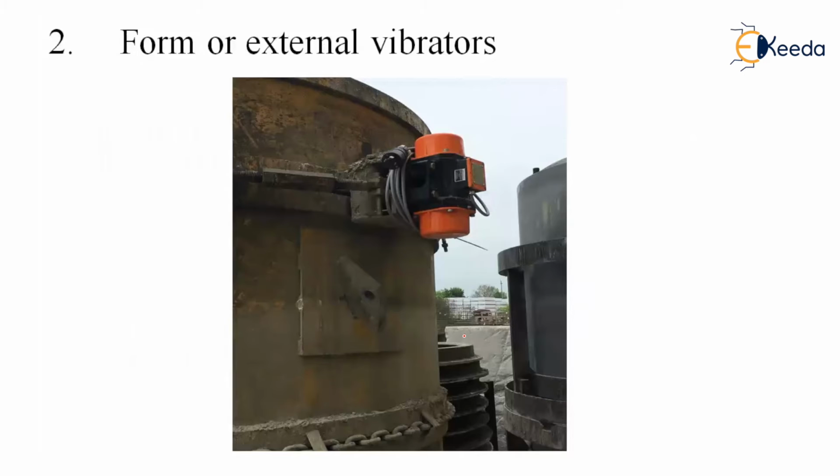The second is form or external vibrator. This is the vibrator. It is placed on the formwork. This is the formwork. It may be of wooden type or plywood, or like this, a metallic one. This vibrator gives vibration inside like this, inside vibration and on the surface here.